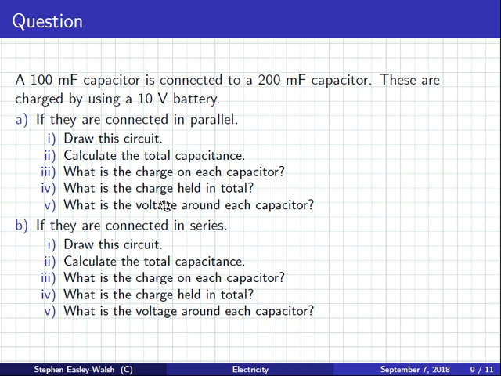What is the total charge? Oh, it's 3. Because you have 1 and 2 and they combine and make 3. And the last one, what's the voltage on each capacitor? 10. Yeah, 10 and 10. Easy peasy, right? Right, now let's do the next part.